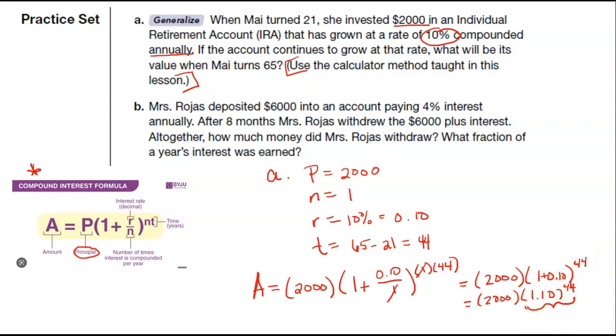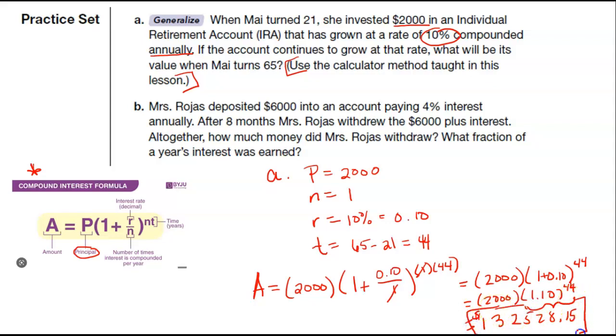I'm not sure how they want you to do it on your calculator. So let's see, 1.10 to the 44th power, and I get a big number. It's like 66.26 times 2,000, which is a huge, enormous number. Let me make sure my huge, enormous number is right. It is. It's beautiful. So I get 132,xxx, and that's as far as I can go.